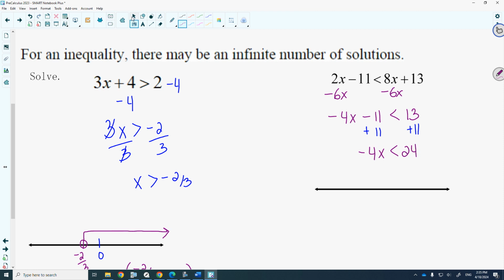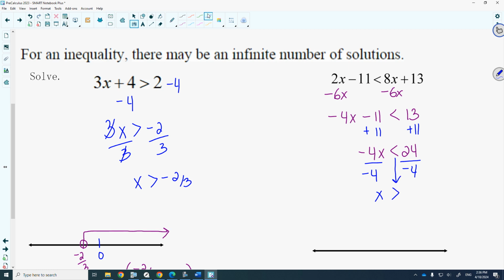Then we're going to divide both sides by negative 4. Remember from 20-1, when you divide both sides of an inequality by a negative, you flip your inequality sign. So it's going to be x is greater than negative... Did I make a mistake somewhere? Sorry, I don't know what I was doing. This should be minus 8x on both sides. Let's fix this.